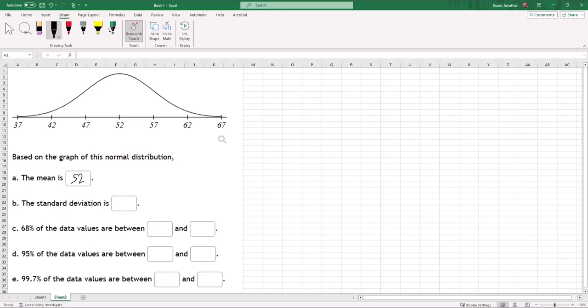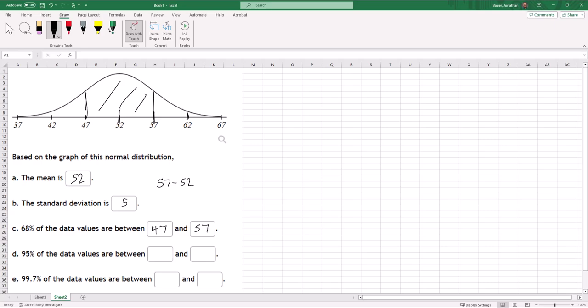The standard deviation is the distance from here to here, or here to the next one. All those little marks along the way. So if I take 57 minus 52, I get a standard deviation of 5. Now, working on 68% of the values are between here. Notice we have 68, 95, and 99.7. Those are our empiricals. So 1 standard deviation. So here, over 1, left 1, right 1. This is 68%. So it's going to be from 47 to 57.